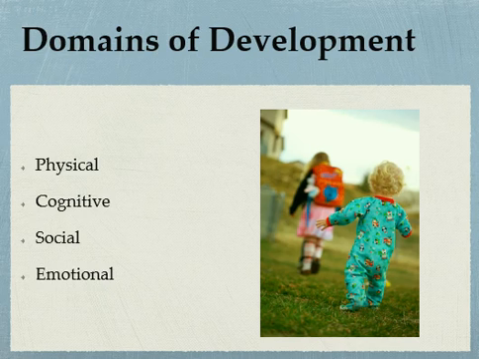There are four main domains of development. Physical development, which encompasses both fine motor and gross motor development. Cognitive development, which encompasses a child's thinking ability, including language development. Social development, which encompasses a child's ability to interact with the world, adults and peers, in a positive manner, including the development of their interpersonal skills. Emotional development, which encompasses a child's ability to self-regulate and manage their emotions.